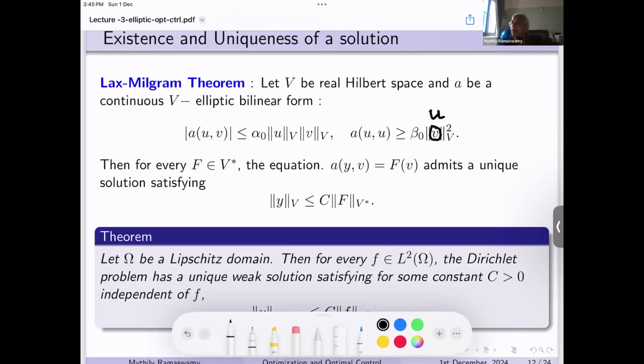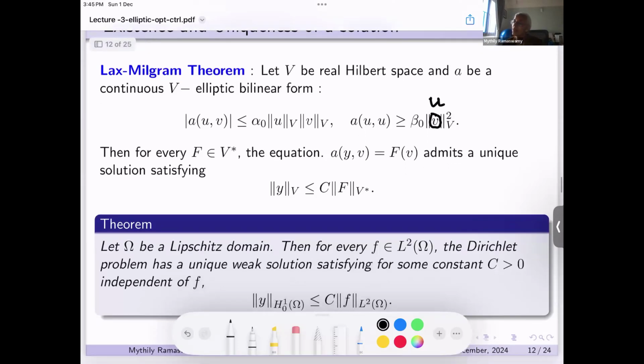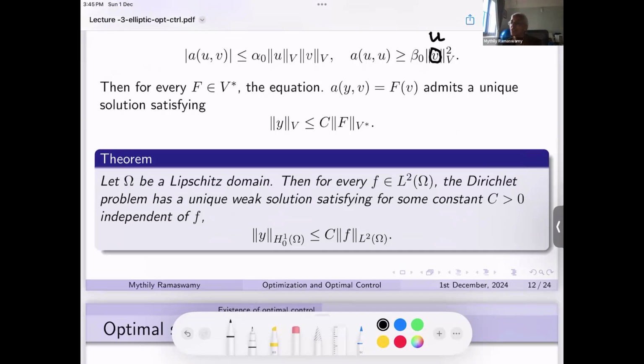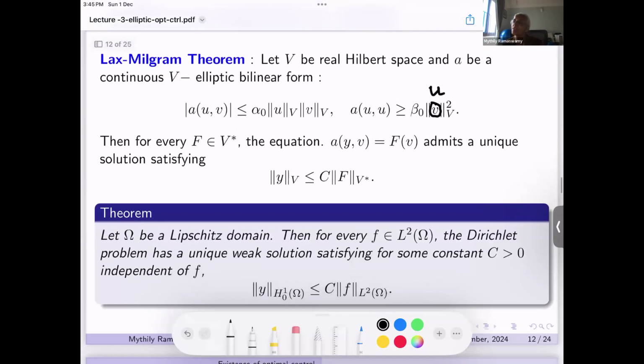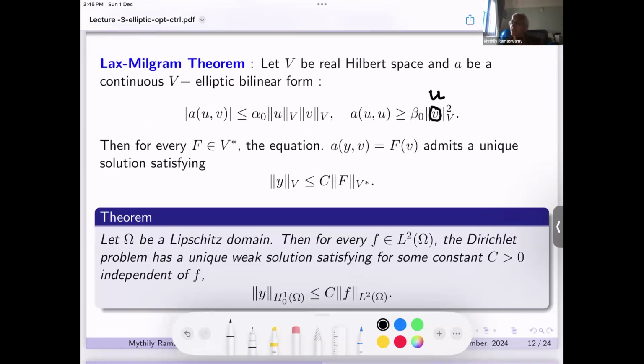Now, for every f in V star, the equation a(y,v) equal to f(v) admits a unique solution, which also satisfies this continuity. That is, given f, you have a solution, and the solution norm is dominated by the right-hand side norm. So this is very useful to get the existence, uniqueness and continuity estimate. This is the abstract Lax-Milgram theorem, which is like the Riesz representation theorem in a Hilbert space.